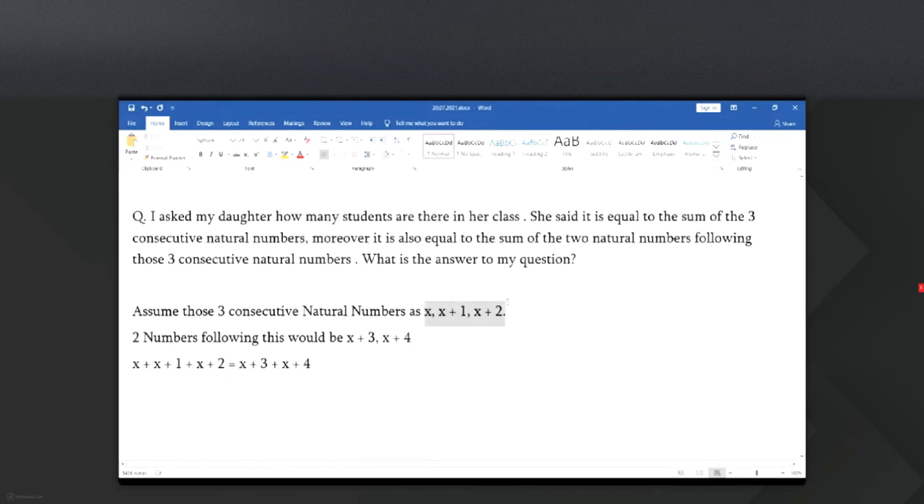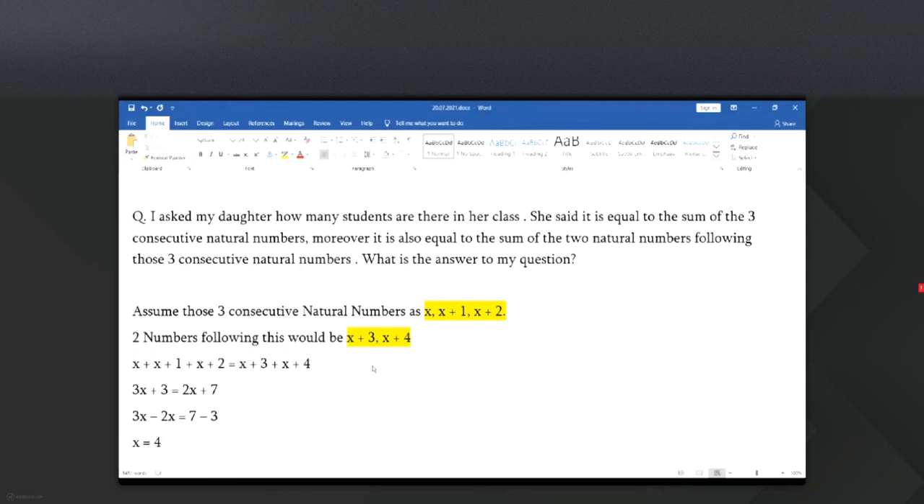They say that this is equal to this. In the question, what they say is the sum of the three consecutive natural numbers is equal to the sum of the two numbers following those three consecutive natural numbers. So you add all these numbers. The sum of these three numbers is x plus x plus 1 plus x plus 2, which is on the left hand side. This is equal to the right hand side, which is x plus 3 plus x plus 4. So which will give me 3x plus 3 is equal to 2x plus 7. So this will give me 3x minus 2x is equal to 7 minus 3, which will give me x is equal to 4.